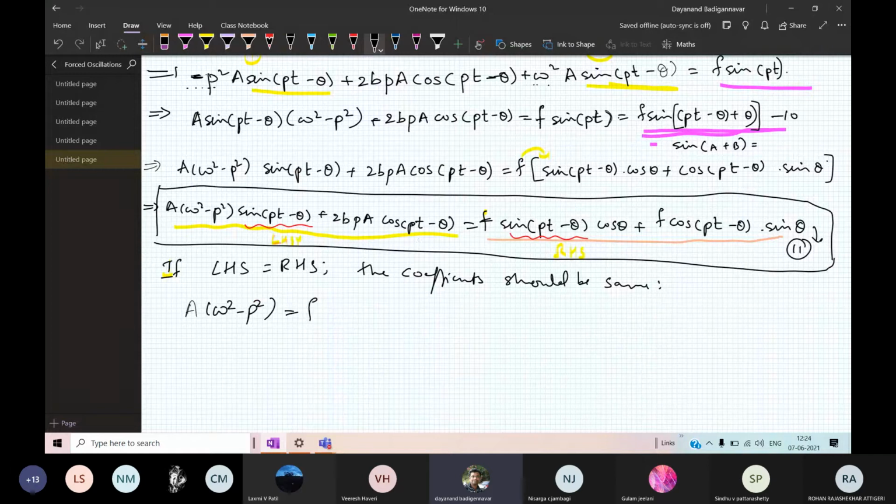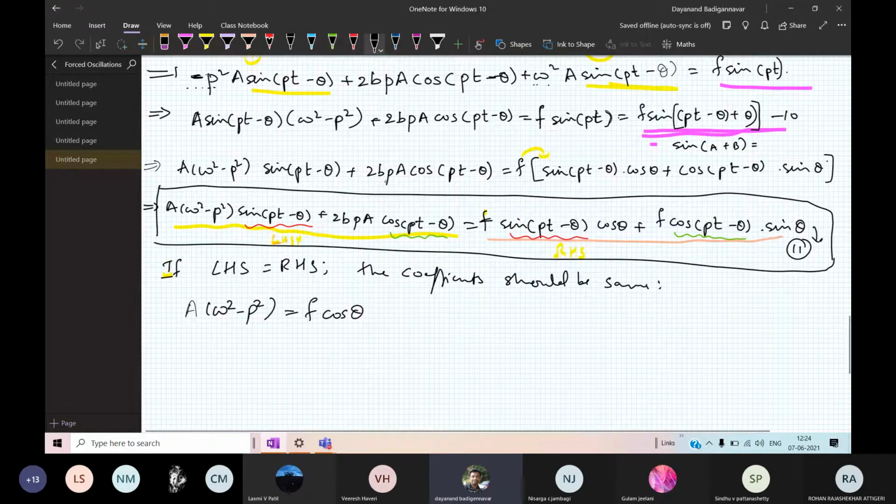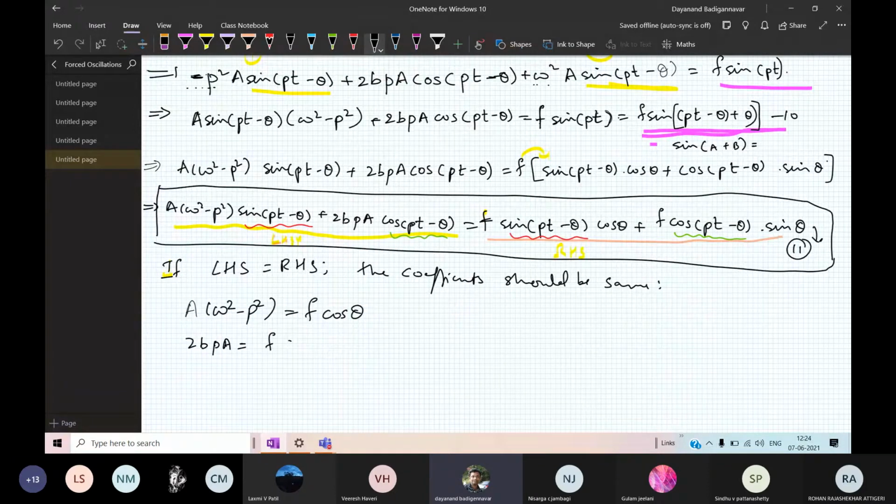Similarly, I have cos(pt minus theta) here. Write the coefficient. What is the coefficient for the LHS? It is 2bpA, equal to, the coefficient is F into sin theta. Okay. Now I will call it as 12. This as 13. Okay. Now look at it.